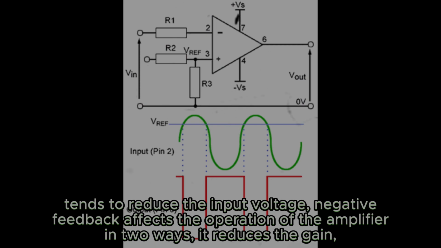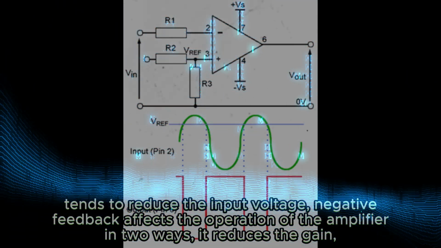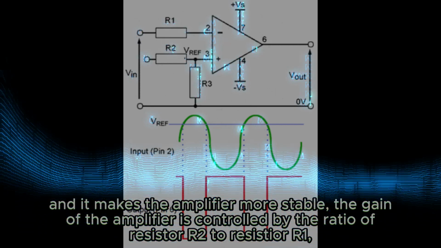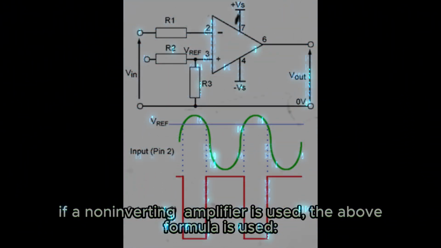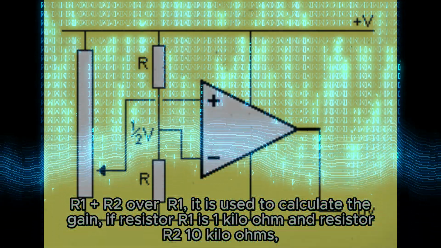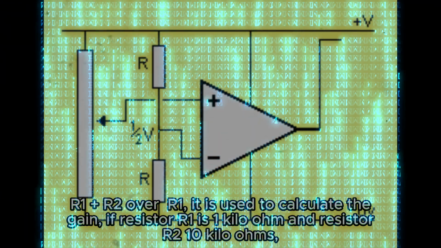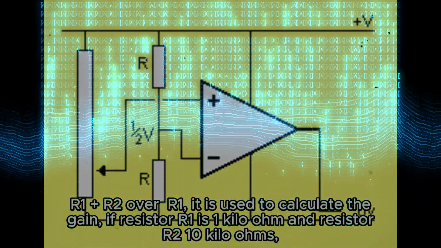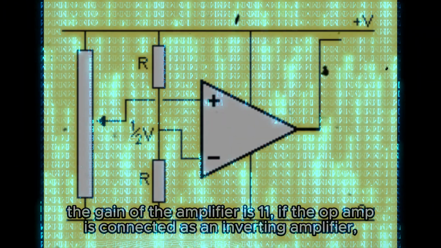Negative feedback affects the operation of the amplifier in two ways. It reduces the gain, and it makes the amplifier more stable. The gain of the amplifier is controlled by the ratio of resistor R2 to resistor R1. If a non-inverting amplifier is used, the formula (R1 + R2) / R1 is used to calculate the gain. If resistor R1 is 1 kiloohm and resistor R2 is 10 kiloohms, the gain of the amplifier is 11.